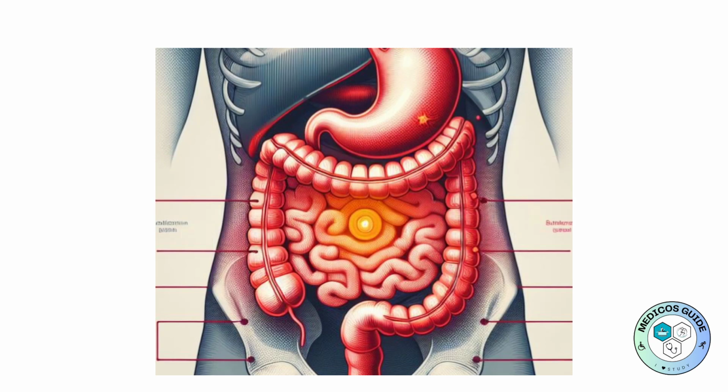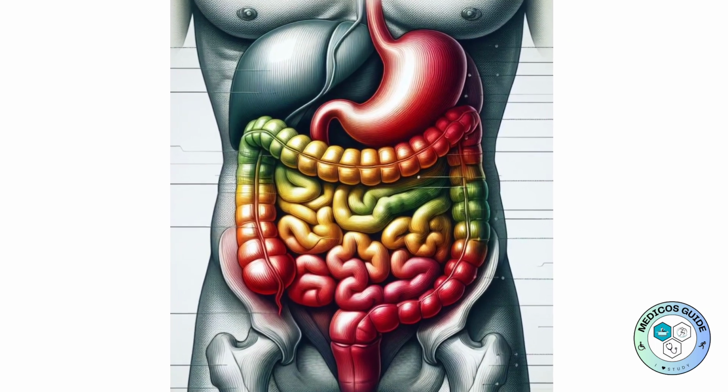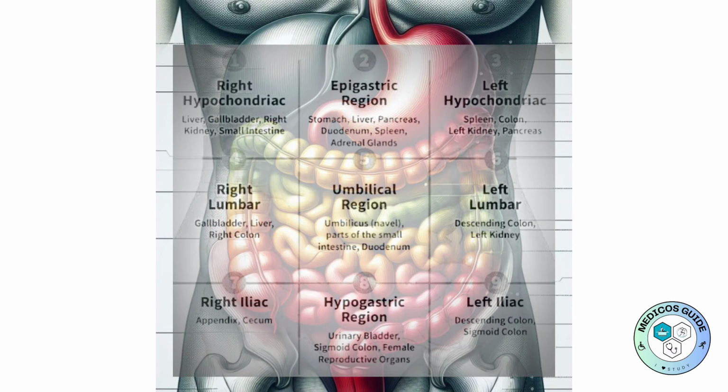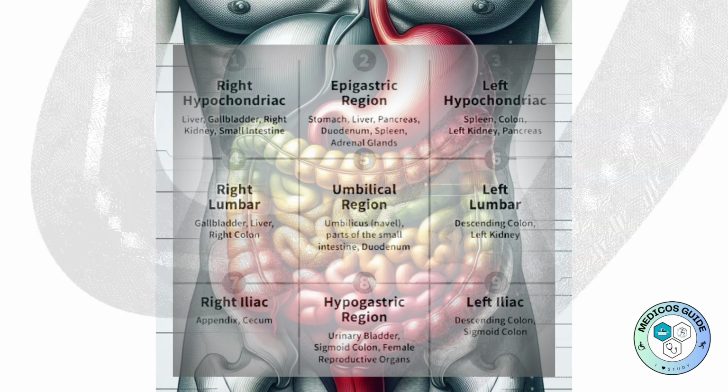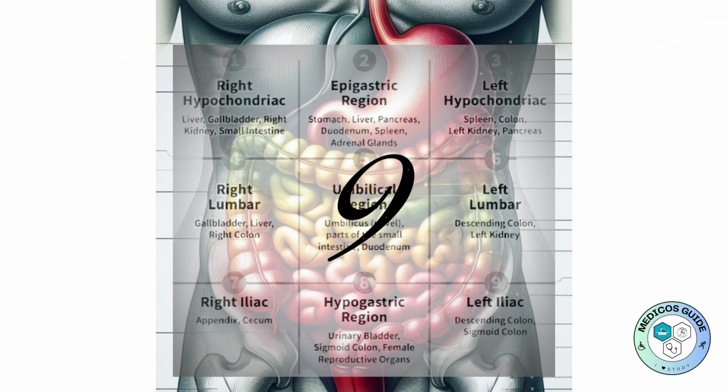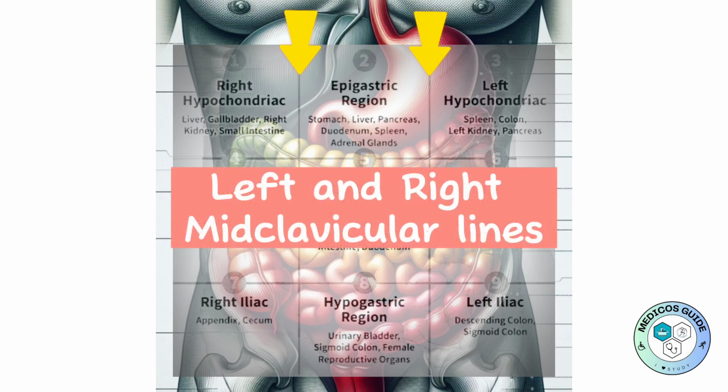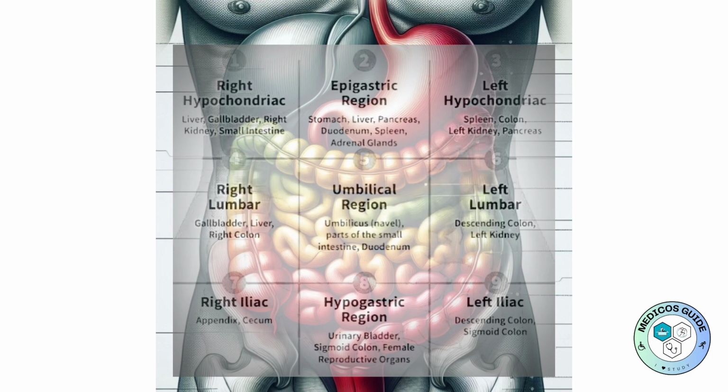Now, let's zoom in and explore the 9 abdominal regions. Think of it like a grid system for your guts. With 2 horizontal planes and 2 vertical planes, we get 9 distinct regions. Imagine drawing lines from the midpoint of your clavicle down to the midpoint of the inguinal ligament. These are the left and right mid-clavicular lines guiding us through the abdominal terrain.